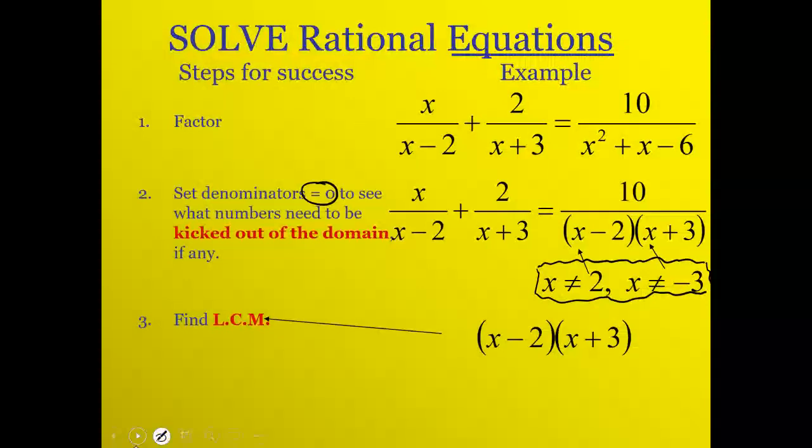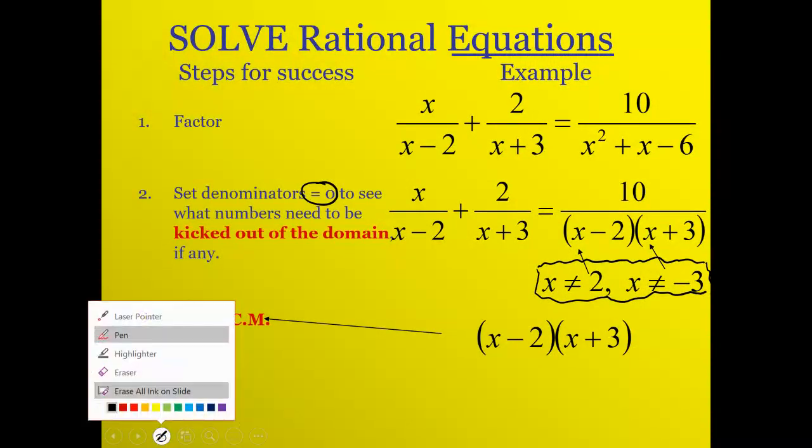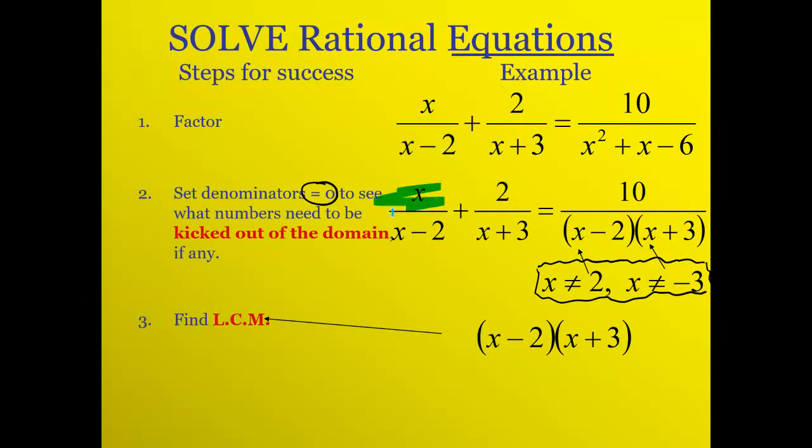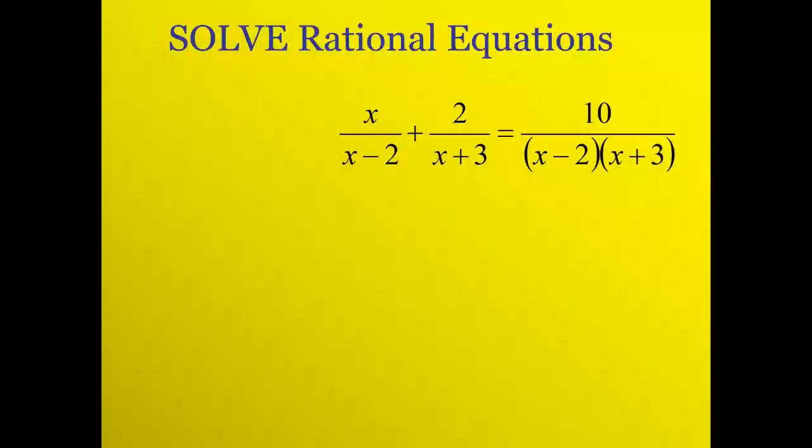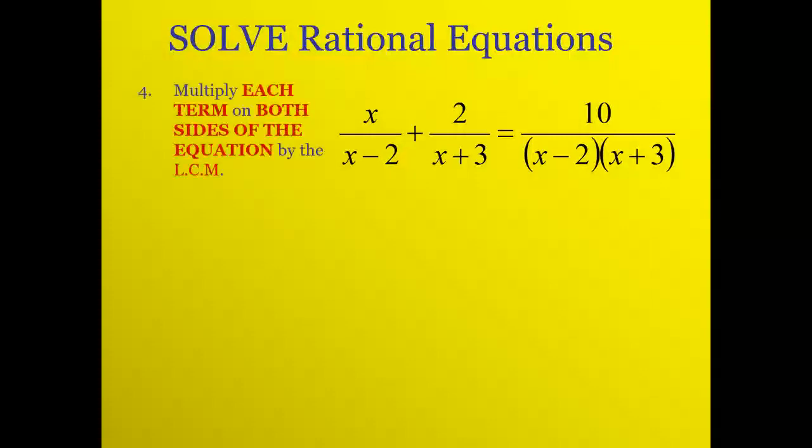Everything. Let me get a highlighter. Well, this is weird. What color do I highlight with? I'm going to multiply this. I'm going to multiply this. And I'm going to multiply this by this least common multiple. Instead of just trying to make them all have a common denominator, I'm going to get rid of the denominator. I'm going to eliminate it. Okay, I'm going to multiply each term on both sides of the equation by the least common multiple.